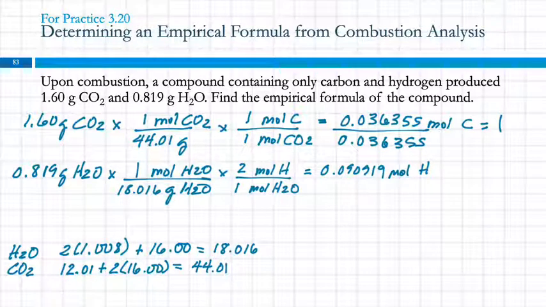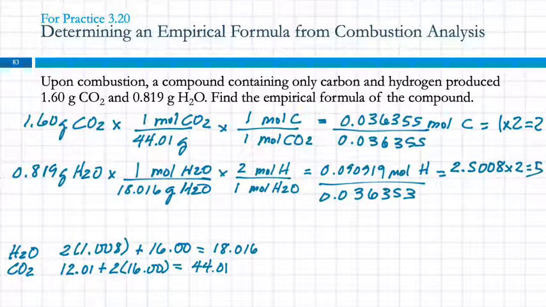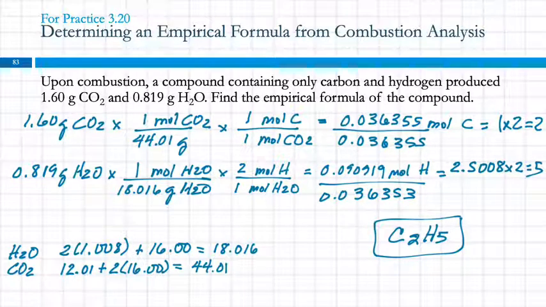So that one's going to be 1. And this ends up being 2.5. So what do we do? Multiply by 2. So times 2 is 2, and times 2 is 5. So we've got C2H5. Any questions?